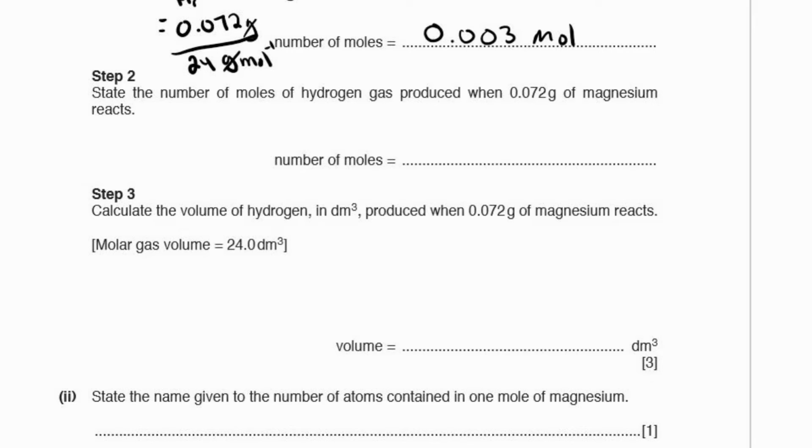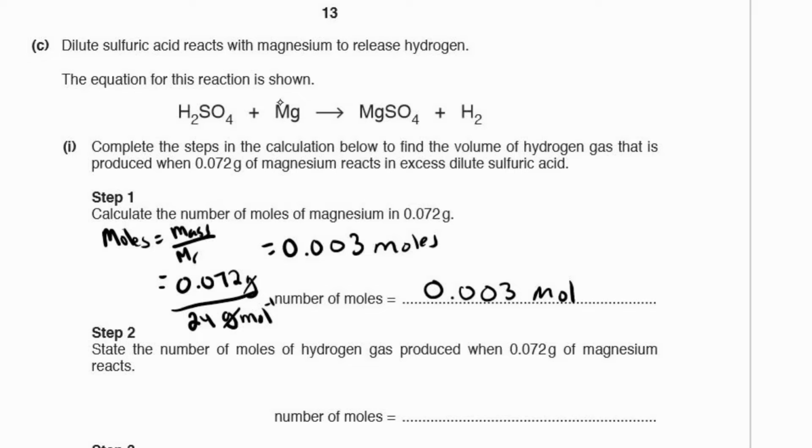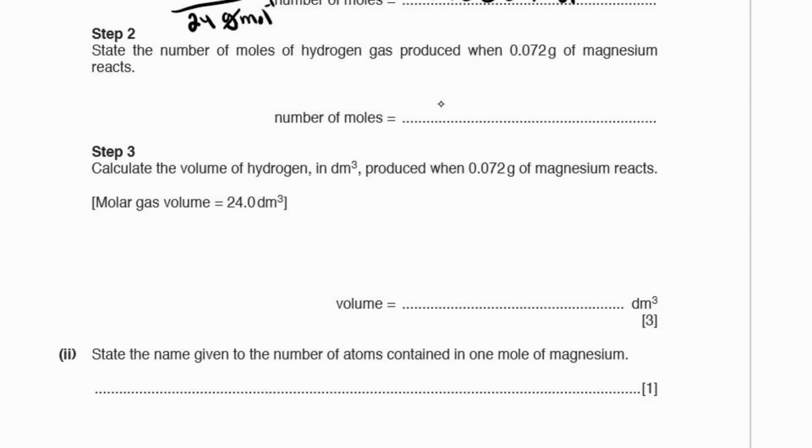Okay, so let's look at this. We had 0.072 grams of magnesium, and that is 0.003 moles. And all of these are in a 1 to 1 to 1 to 1 ratio. So if 0.003 moles of magnesium reacts, it produces 0.003 moles of hydrogen. So the answer is 0.003 moles.